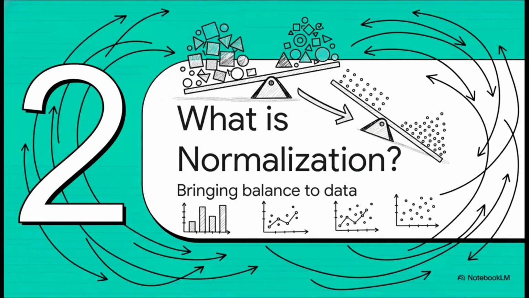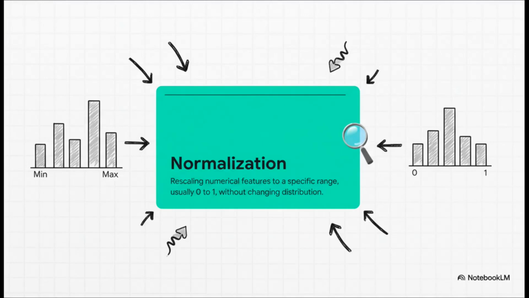So, how in the world do we fix this huge imbalance? Well, this is where our hero, normalization, steps onto the scene. It's the technique that's designed specifically to bring that balance and fairness back to your data. Okay, so the textbook definition is that normalization is the process of rescaling your numbers into a fixed range, and that range is almost always between 0 and 1. Now, here's the really crucial part. It does all of this without changing the basic shape or distribution of your data. It just kind of squishes everything into a smaller, common space.